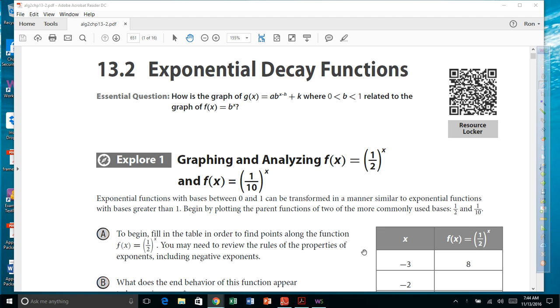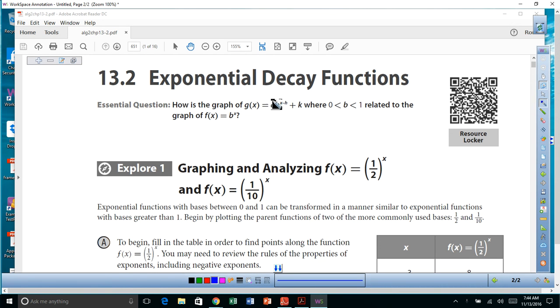Lesson 13.2, Exponential Decay Functions. How is the graph of g of x equals a times b to the x minus h plus k, where 0 is less than b is less than 1, related to the graph of f of x equals b to the x power?